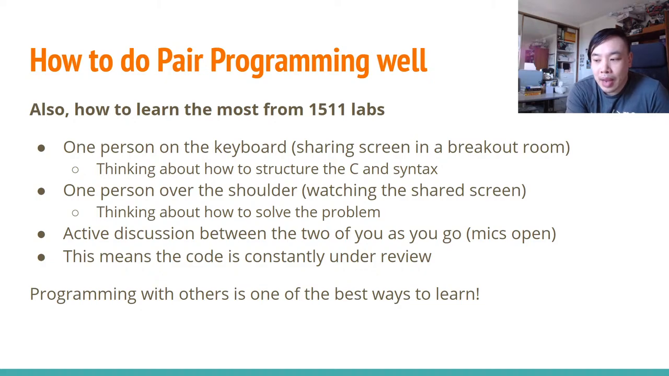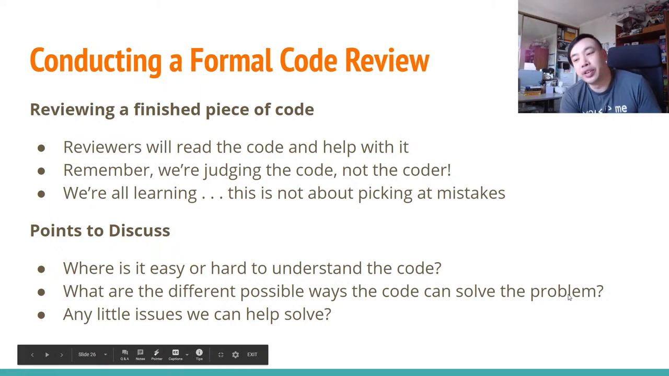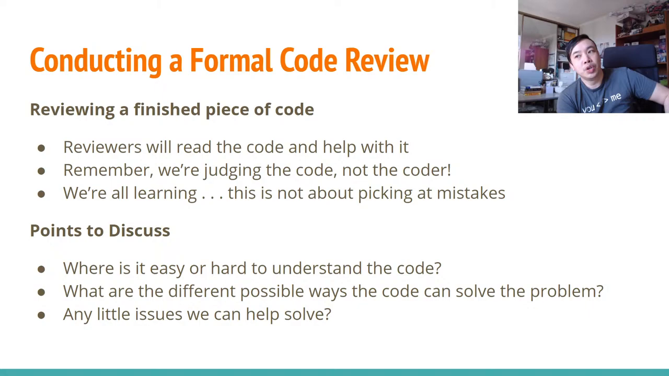So this is a way that we can write code and constantly be reviewing the code as we're writing it, because we've got two people working together like that. The other thing that we might do is a more formal code review where one person or even a pair or a group of people have already finished writing a piece of code and they take it to other people who haven't seen it before. And they say, can we have a look at this? You can actually volunteer for this.